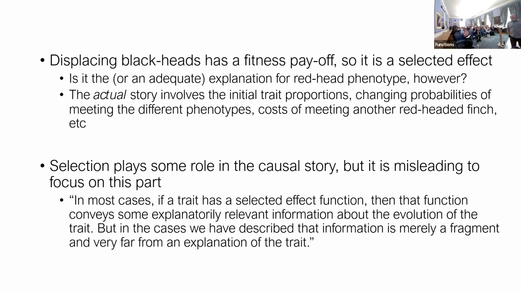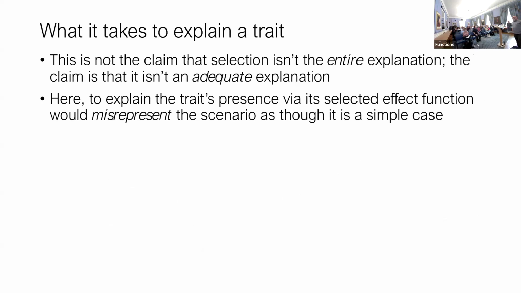So here's a quote: in most cases, if a trait has a selected effect function, then that function conveys some explanatorily relevant information about the evolution of the trait. But in the cases we have described, that information is merely a fragment and very far from an explanation of the trait. Now, just to be clear, they're not saying that this isn't the entire explanation. They're not saying that it has to be all selection. They're saying that this doesn't even constitute an adequate part of the explanation. Or another way that they put it is that by saying that the reason that we see the red-headed finches is because they displace black-headed finches is actually to misrepresent the scenario as though it's one of those simple ones.